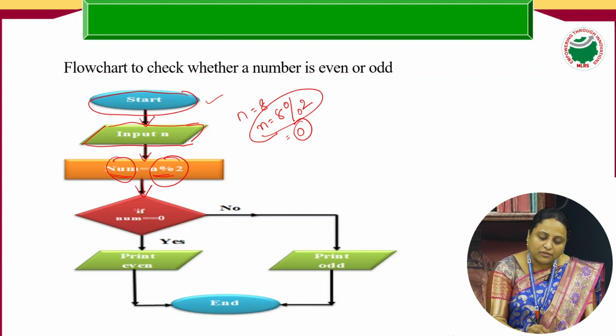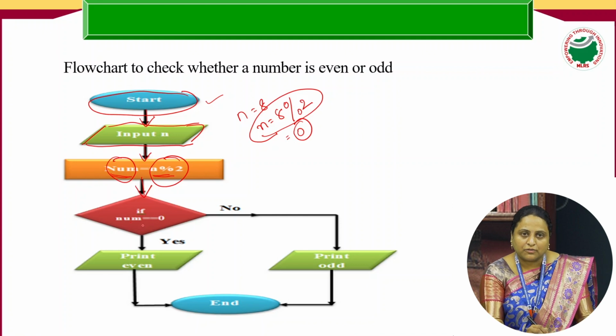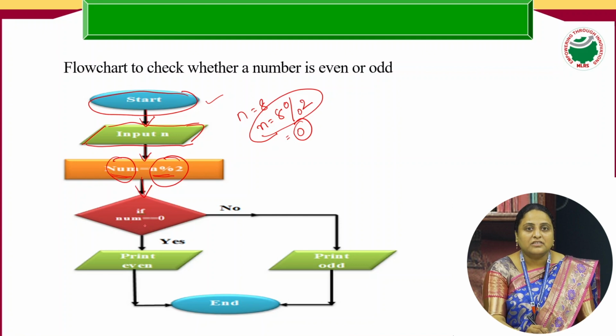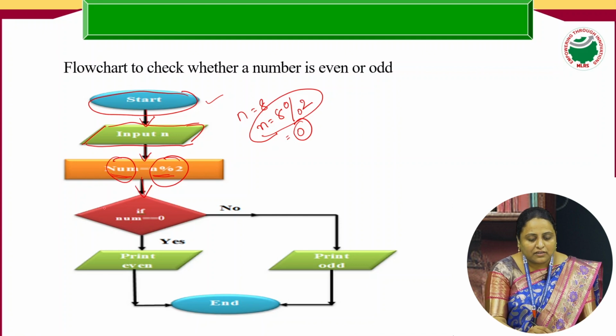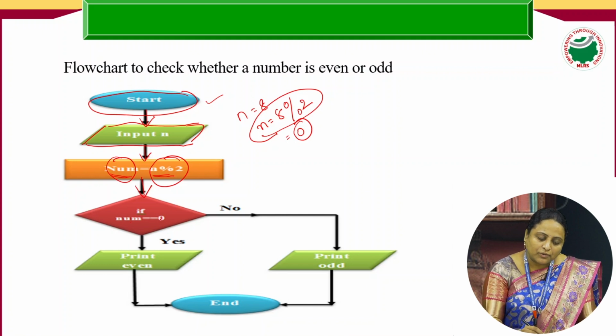So I am getting the value 0 here. I need to check whether it is 0 or not equal to 0. You are making a decision, you are checking, you are verifying. For that reason we will use a rhombus, which is a decision box. And if it is equal to 0, then we have two paths here. One is yes, another one is no, or you can write true or false also.